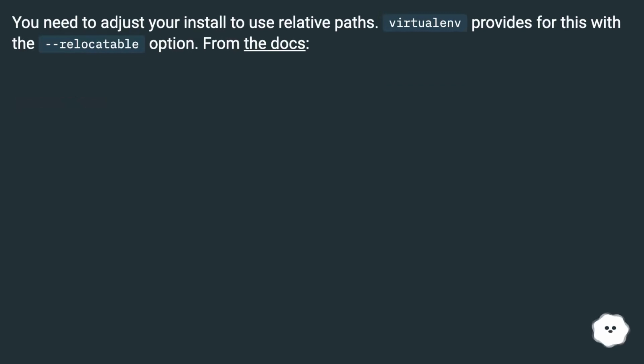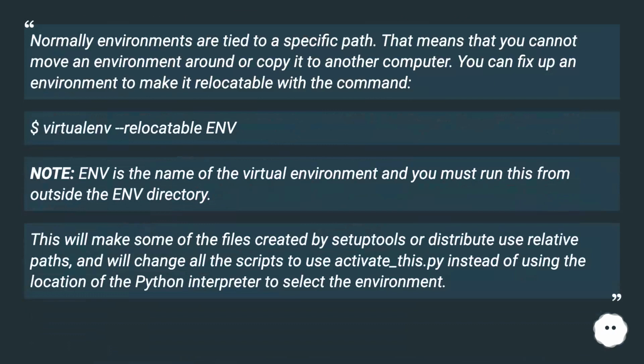You need to adjust your install to use relative paths. Virtualenv provides for this with the relocatable option. From the docs: normally environments are tied to a specific path. That means that you cannot move an environment around or copy it to another computer.